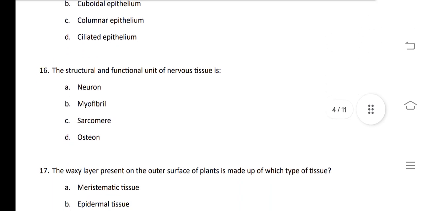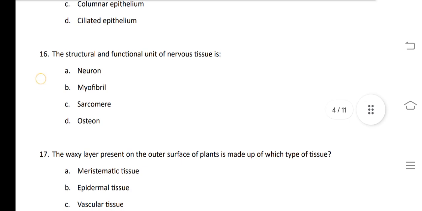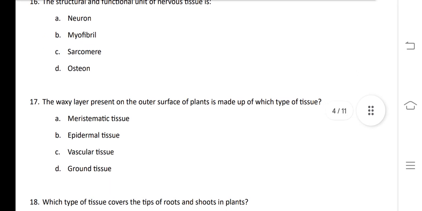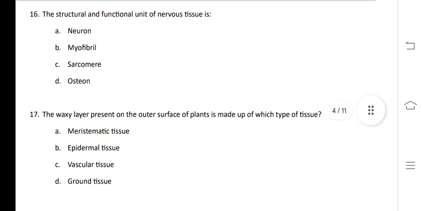Our next question is, the structural and functional unit of nervous tissue is neuron. So answer of 16 question is option A, neuron. Don't confuse neuron with nephron. Nephron is the basic unit of kidney. And answer of 16th is option A.